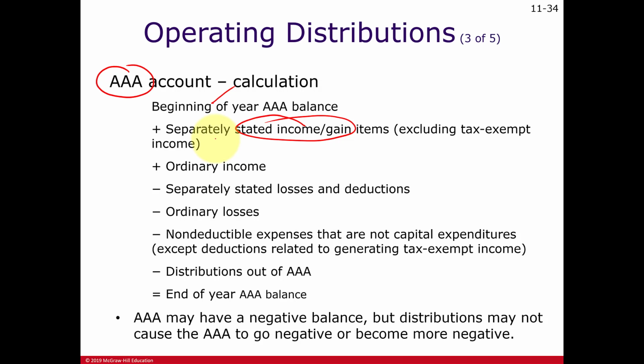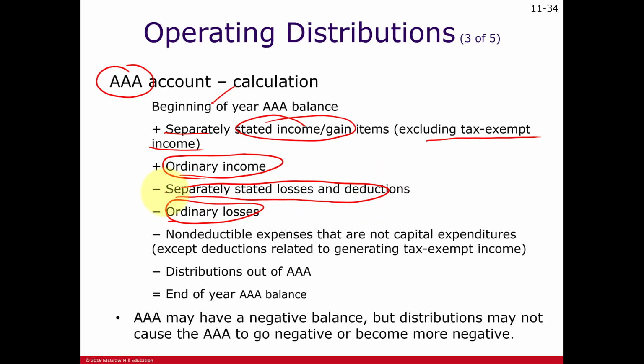Included in this is also tax-free income. You still allocate it to the shareholders and you credit them for their basis, but it's not going to be taxed to them. Here's separately stated. Here's the regular business income being added in. And just the opposite, here's the ordinary losses being subtracted out, and also separately stated deductions being subtracted out.